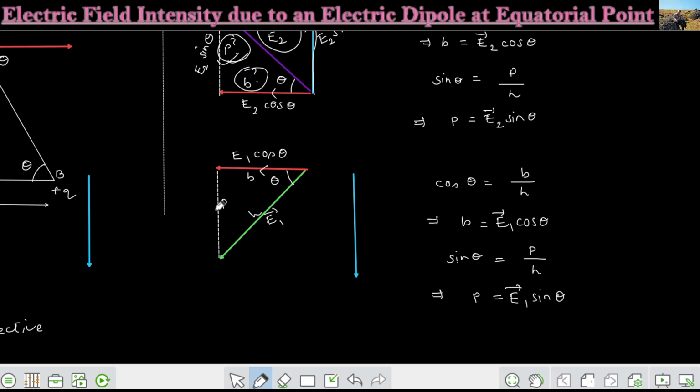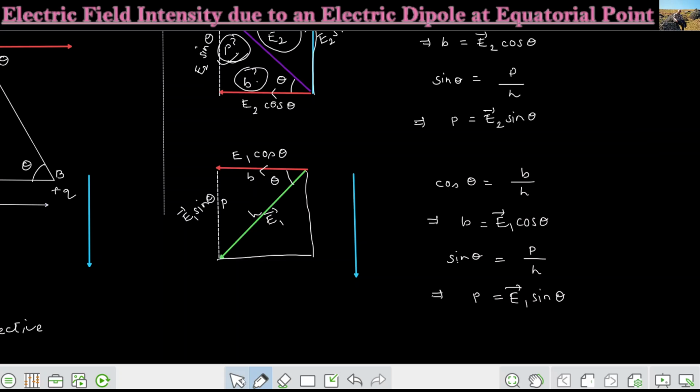So this is your perpendicular acting in this direction, which will be E1 sin of theta. If you try to complete this figure, it will resemble a rectangle. If this is E1 cos of theta, this portion also will be E1 cos of theta. If this is E1 sin of theta, then this portion also will be E1 sin of theta.